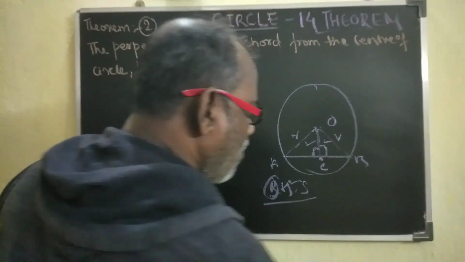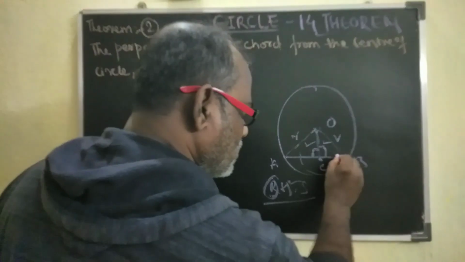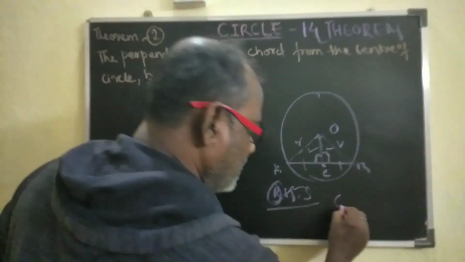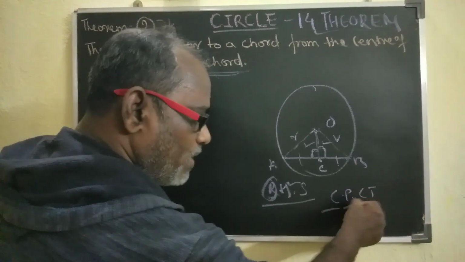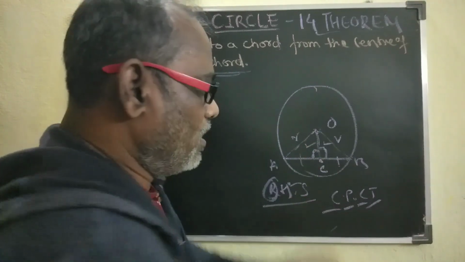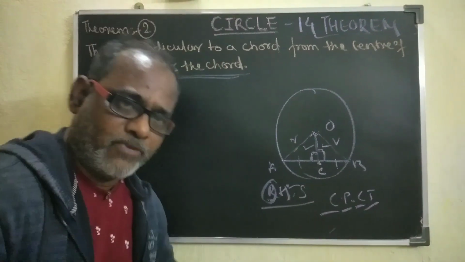Since these two triangles are congruent, that means AC equals CB. Why? By CPCT. When two triangles are congruent, then corresponding parts of congruent triangles are always equal. So you must know this theorem as well.